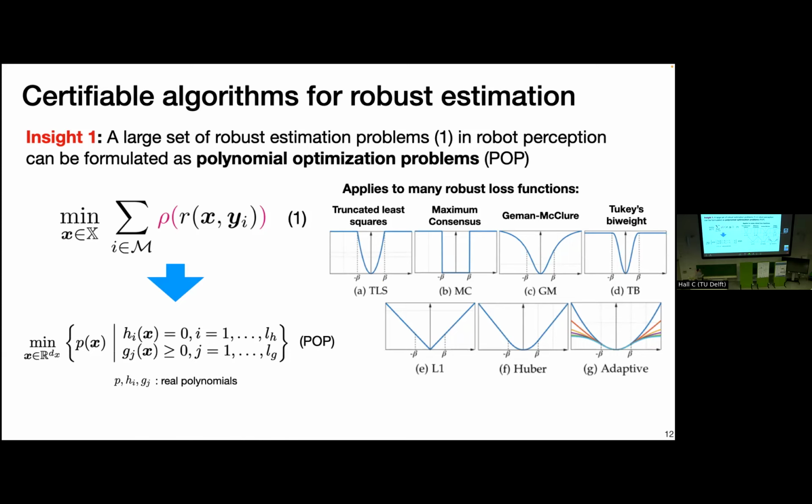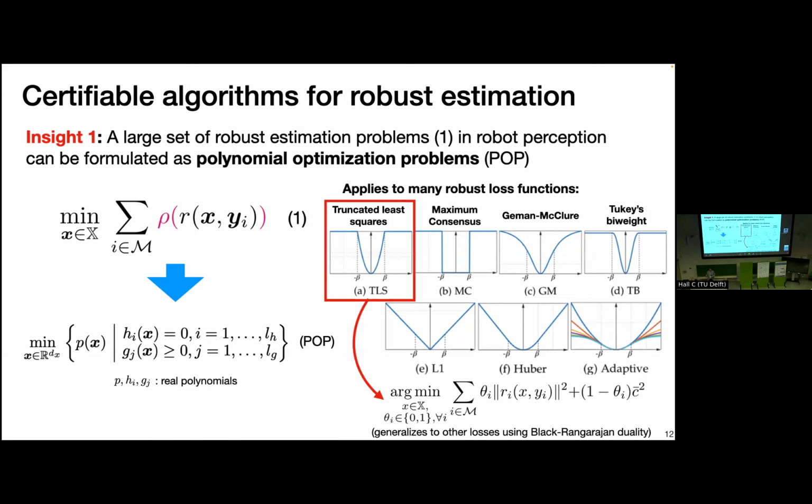We show that for a large variety of robust loss functions, such as the ones on the slide. I will not go through the math, but at the end of the day, with these robust loss functions, you can just rewrite them as polynomial functions. The only thing that changes is that instead of having quadratic polynomials, now you will get cubic polynomials, but it's pretty much the same as before.